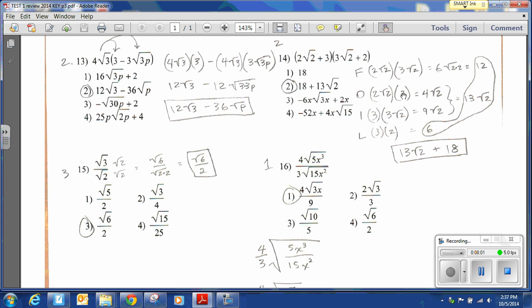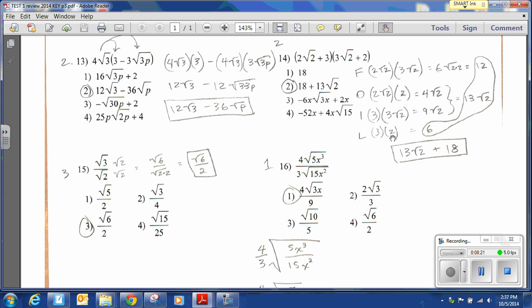The outer terms, we multiply the coefficient times the number. 2 times 2 is 4 radical 2. 3 times 3 is 9 radical 2. Combining like radicals, 4 plus 9 is 13, because we are only allowed to add coefficients of like radicals, and you keep the radical 2.